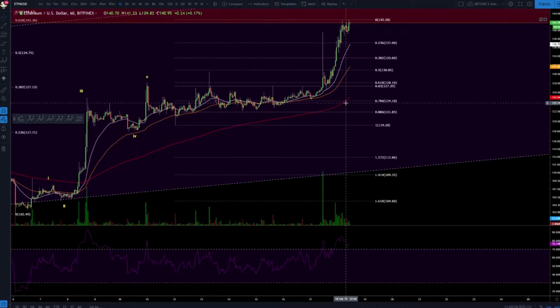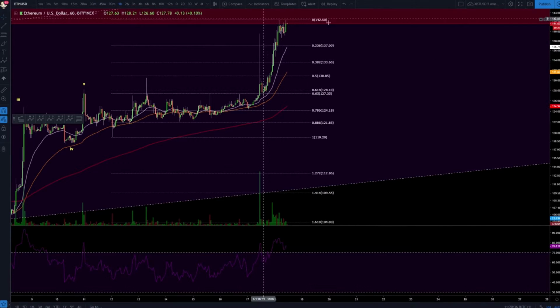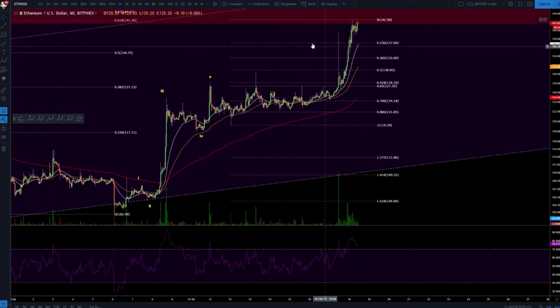We have a very strong trend, and that means it is a very strong uptrend. And so the 236 might be a good spot to add. The 382, obviously the 0.5 and 618. Okay, so that's just places you can be looking to add.